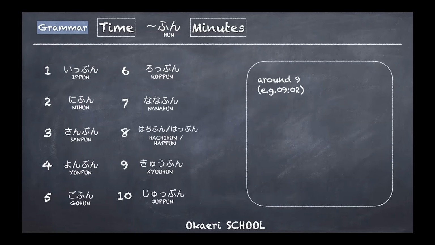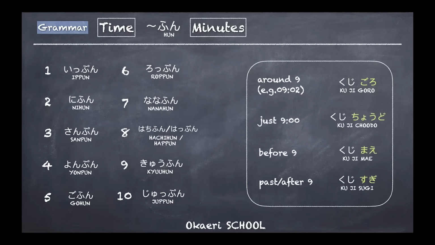And then you could go for around 9. So when you have a look at, okay, 9:02, let's forget it. Let's say around 9. 9時頃, that's around 9. So you can just make it vague, around 9. What time is it? Around 9. 9時頃です.